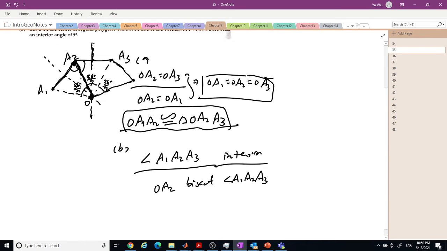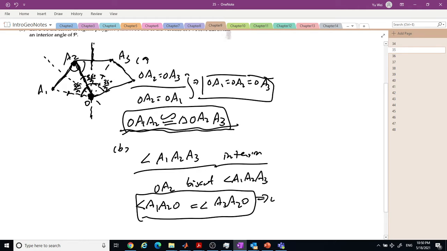Because we dropped the perpendicular bisectors, we have this side, the radius, with the three sides equal and the angles also equal. So based on this, triangle OA1A2 is congruent to triangle OA2A3. Then we know angle A1A2O equals angle A3A2O. So now we know OA2 bisects this angle.